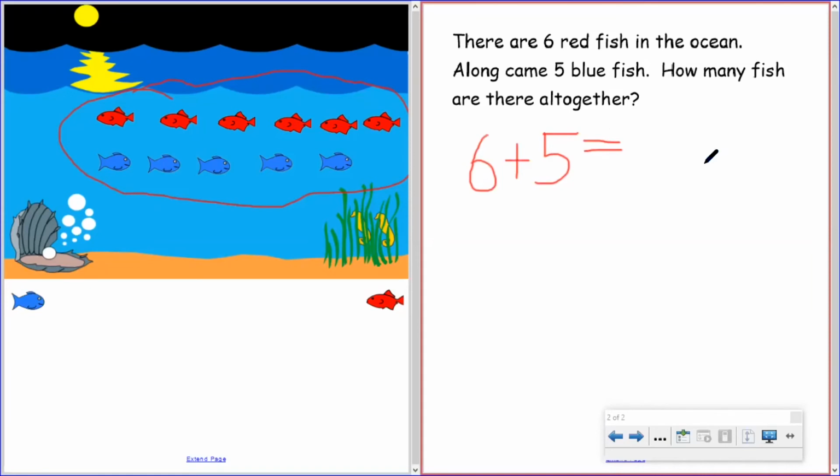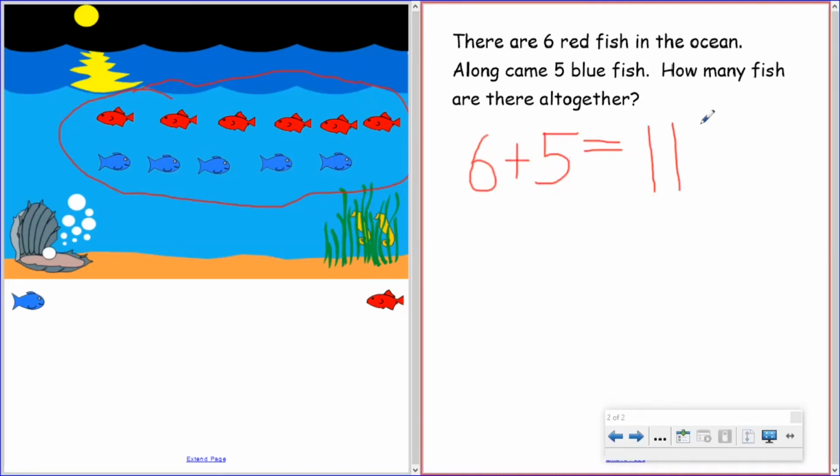And on the other side of the equal sign, I have to write the number that is equal to 6 plus 5. So when I joined the sets together and added 6 plus 5, do you remember how many I had? Well, let's count them again. I already know there's 6 red fish, so I'm going to start from the number 6 and count on. 6, 7, 8, 9, 10, 11. So I'm going to write the number 11. 6 plus 5 equals 11.